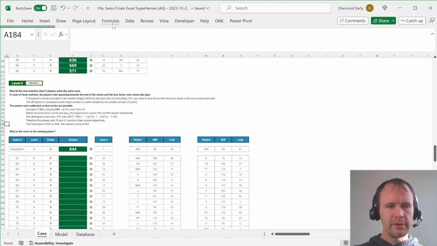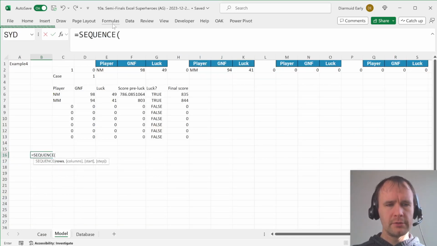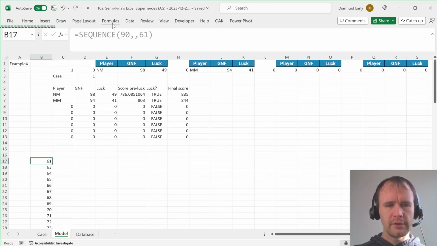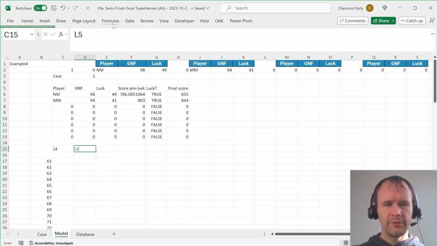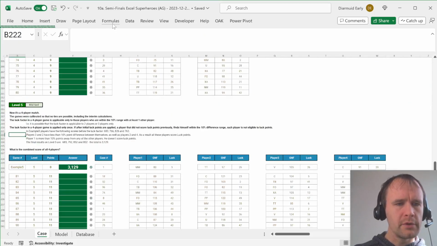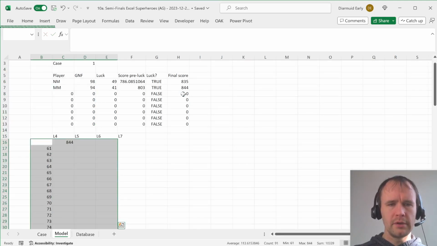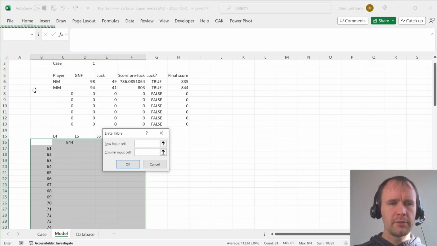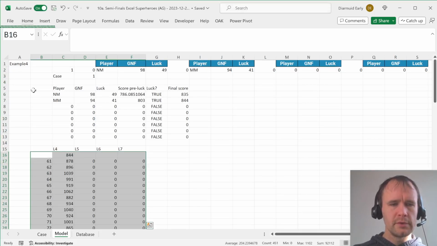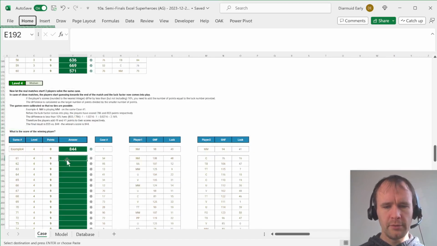So now I guess what I need is from 61 down to 150. So I want a sequence of 90 starting from 61, I think we'll do that. Yes. So then it's going to be L4, L5, L6, L7. So L4, what are we interested in? The winning score. So that's just going to be max of these two. But then I'm going to data table the whole thing where the column input cell is A1. Hit refresh, and then we're going to take these down as far as 80, I think, and put them in here. And hopefully they'll be right.